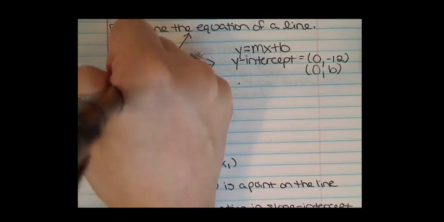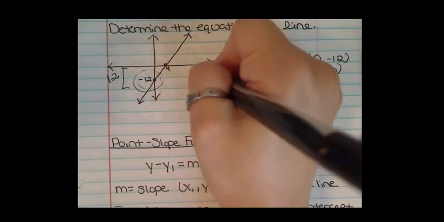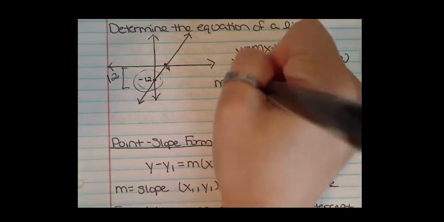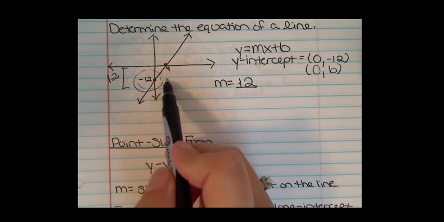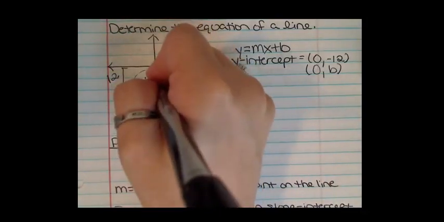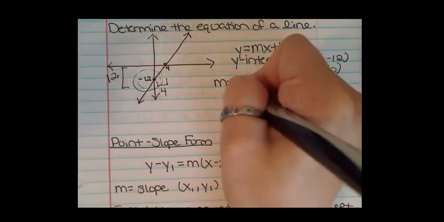So that means our m equals 12 over, and then how far over are we going between this point and this point right here? We're going 4. So 12 over 4, and that equals 3. So our slope in this case is 3.